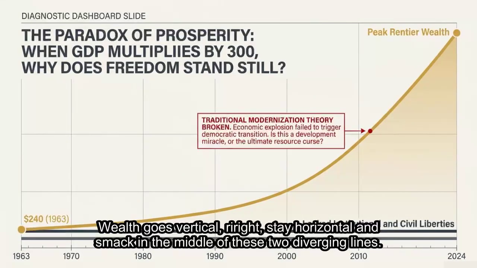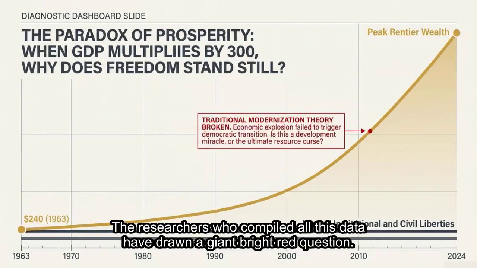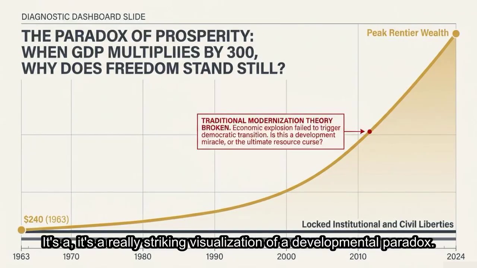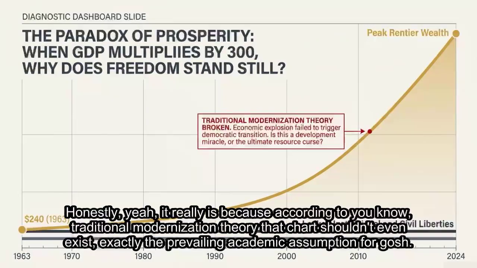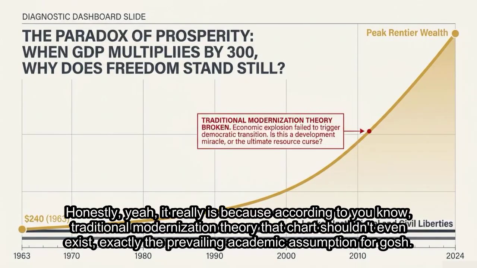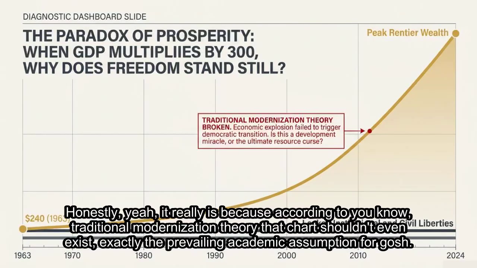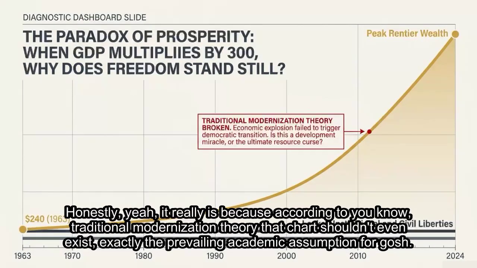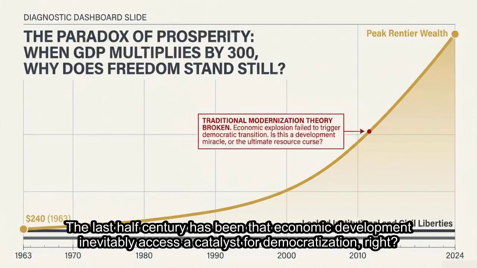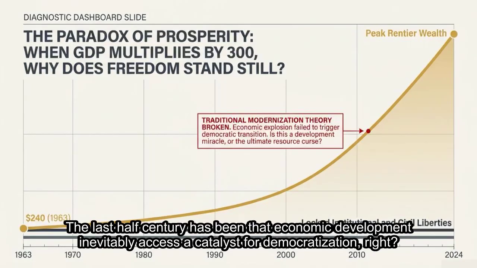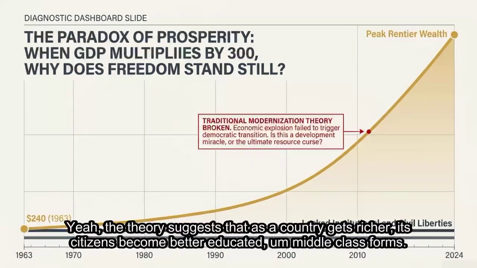And smack in the middle of these two diverging lines, the researchers who compiled all this data have drawn a giant, bright red question mark. It's a really striking visualization of a developmental paradox, honestly. Yeah, it really is. Because according to traditional modernization theory, that chart shouldn't even exist. Right, exactly. The prevailing academic assumption for, gosh, the last half century has been that economic development inevitably acts as a catalyst for democratization. Right, like they go hand in hand.